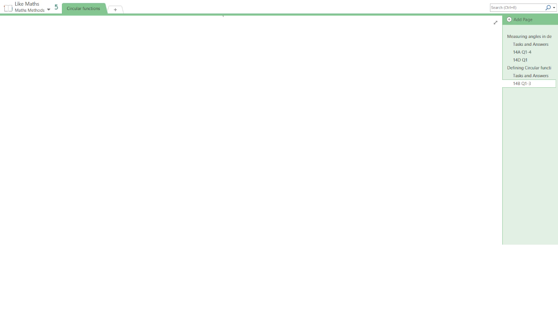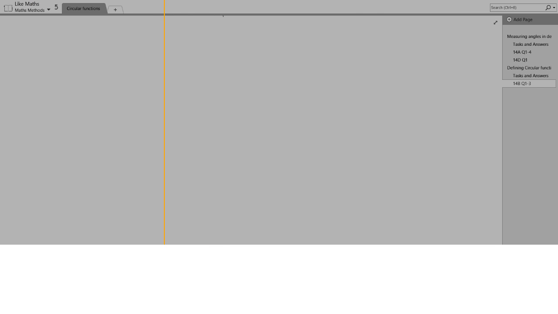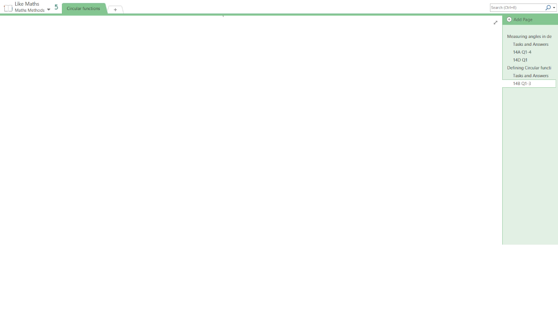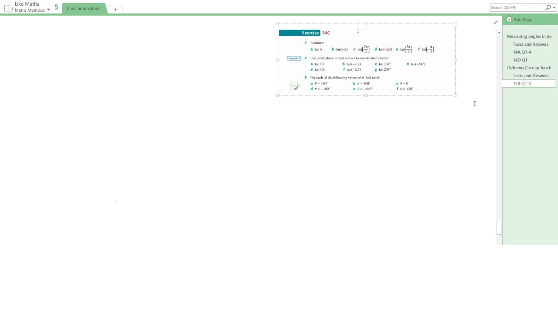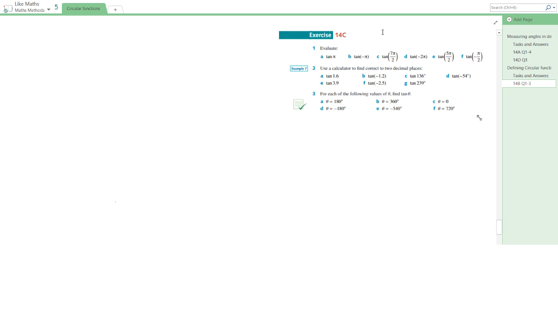Okay, question or exercise 14C. Just paste that onto the page. See it. Where's it gone? Oops, down here. Sorry, let me just move it. That's better. Get it a little bit bigger. Alright, this one's all about evaluating using tan.